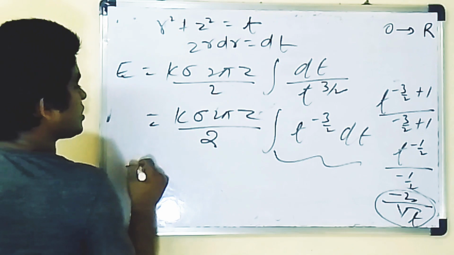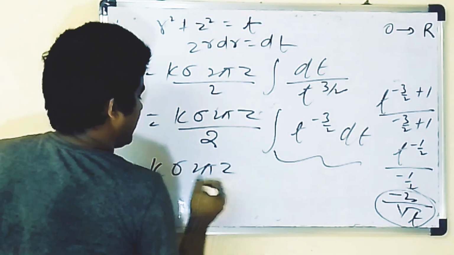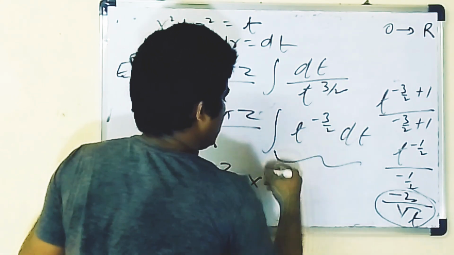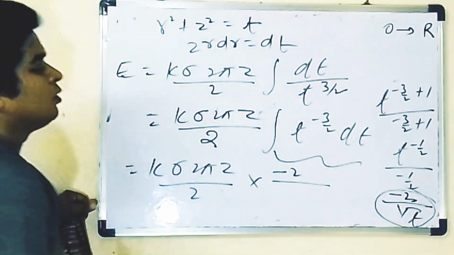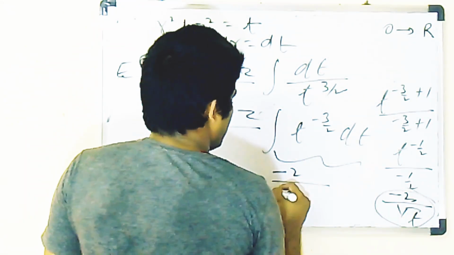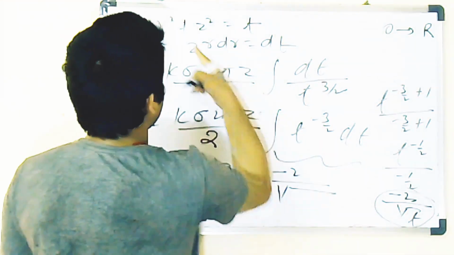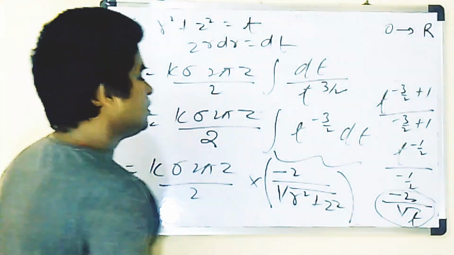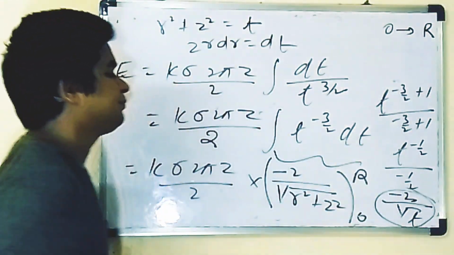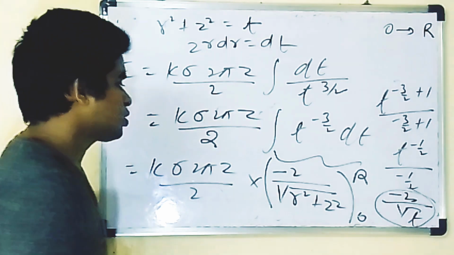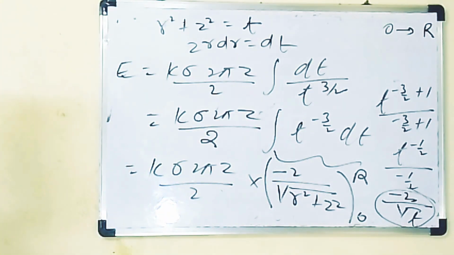Agree? So what is this now? K sigma 2 pi z divided by 2 into minus 2 divided by root t. I am putting all this. Also we need to put the limit, so take care of that. Root of t, in place of t what do we have? r square plus z square. Do not take the limit inside; the limit is from 0 to r. Agree? Understood? Everything correct?